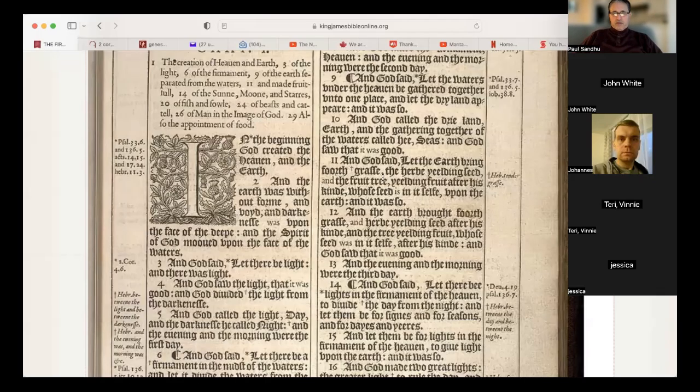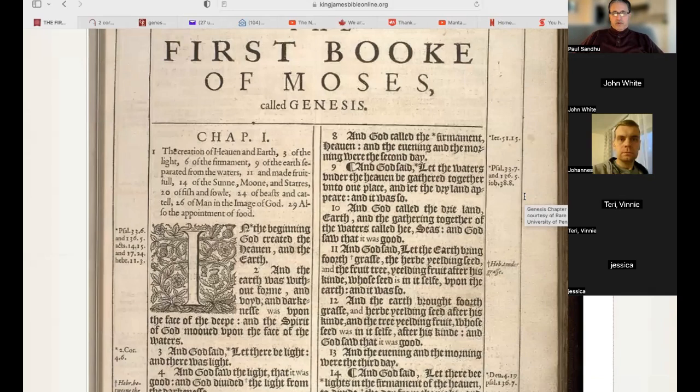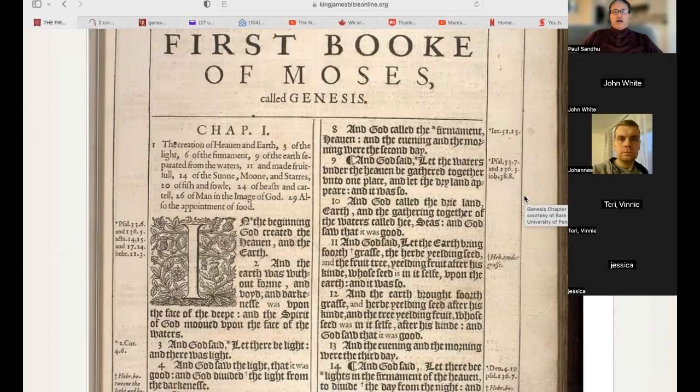Okay, so let's begin by again continuing our study in the book of Genesis. So I've been reading this from the 1611 King James Version, and the reason for doing that is that this is my favorite version of the English Bible, and then there are certain things in here which sadly are not found in most modern Bibles, even in what we call the King James Bible.